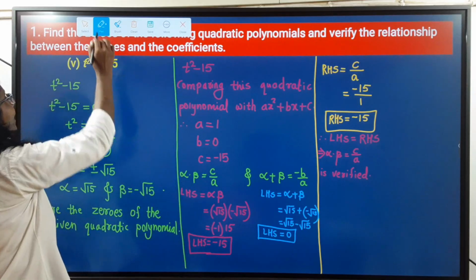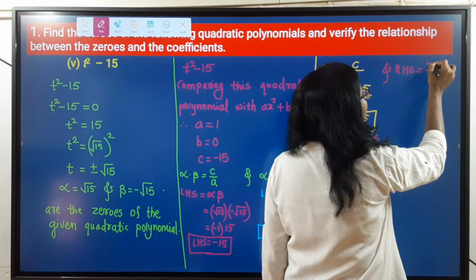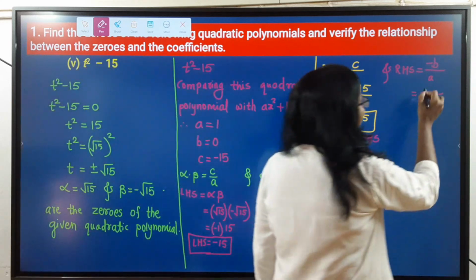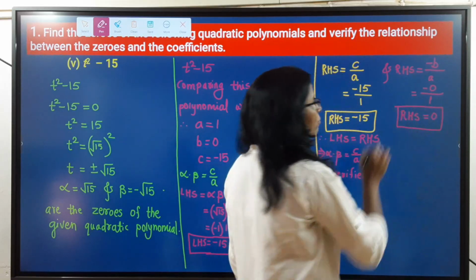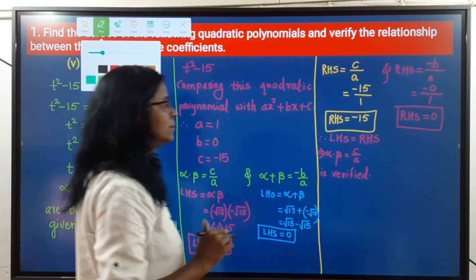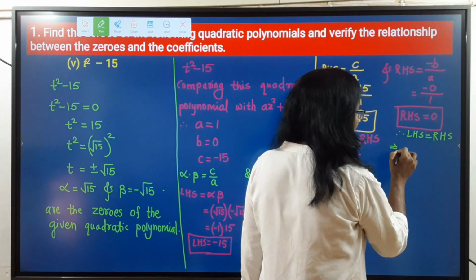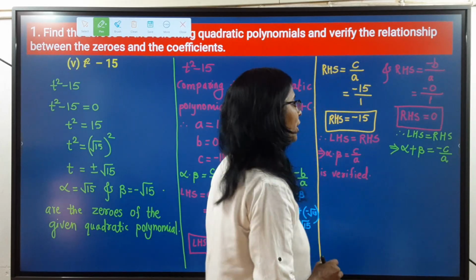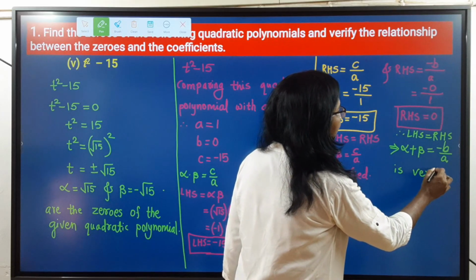Then here, students, RHS is equal to minus b upon a. So that means here, students, minus 0 upon 1, and RHS is equal to 0. And that means, students, here see RHS and LHS. LHS is equal to RHS. And it means that alpha plus beta is equal to minus b upon a is verified.